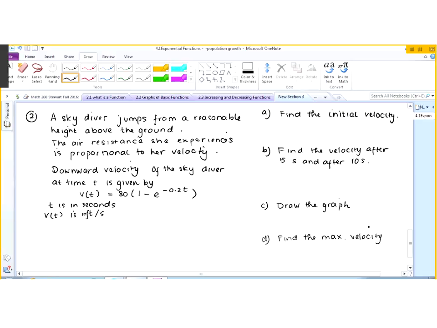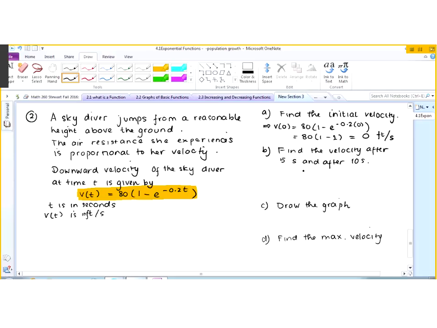What is the initial velocity? How do you find that? This is easy. So this is your equation. When I say initial, what does it mean? V is equal to 0, yes. So V of 0 is equal to 80 times 1 minus e to the 0, because negative 0.2 times 0. So what is the initial velocity? 0. So 80 times 1 minus 1. So this is 0 feet per second. So the initial velocity is 0, meaning no velocity.